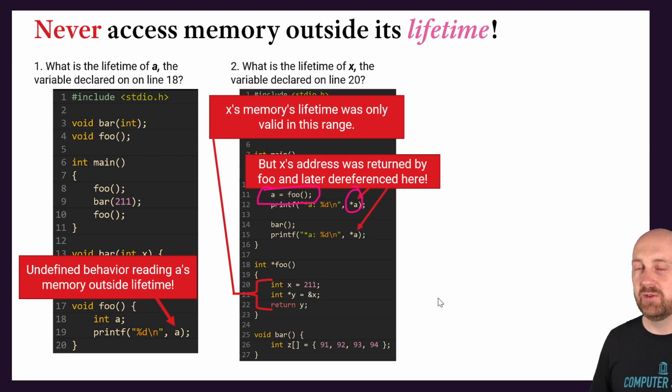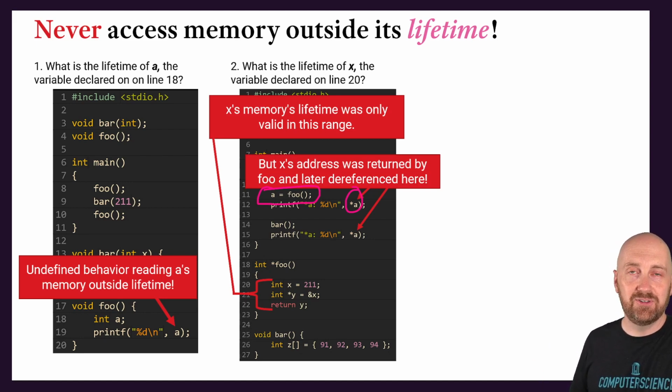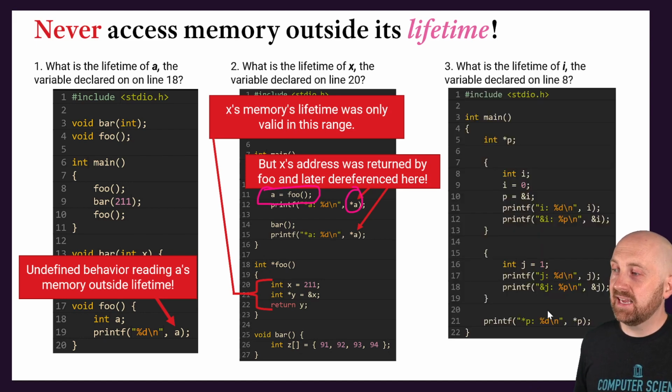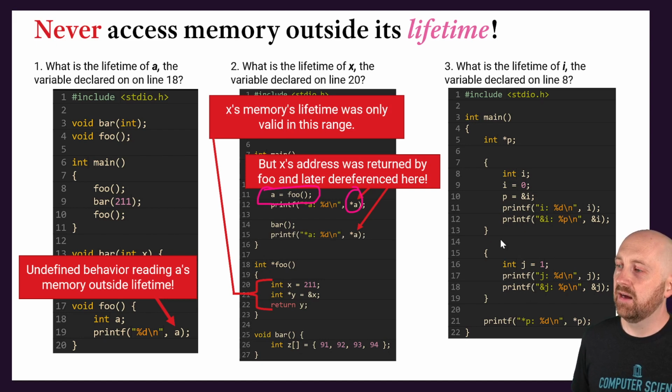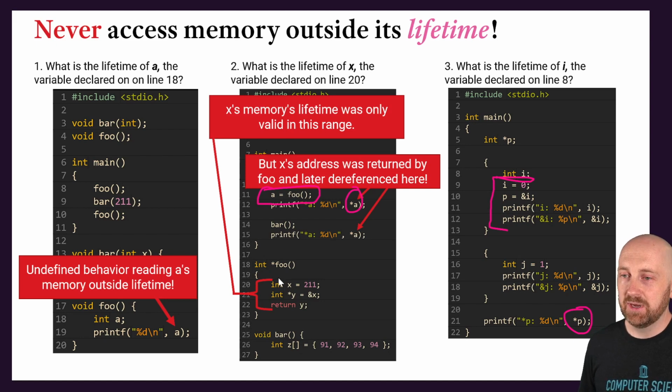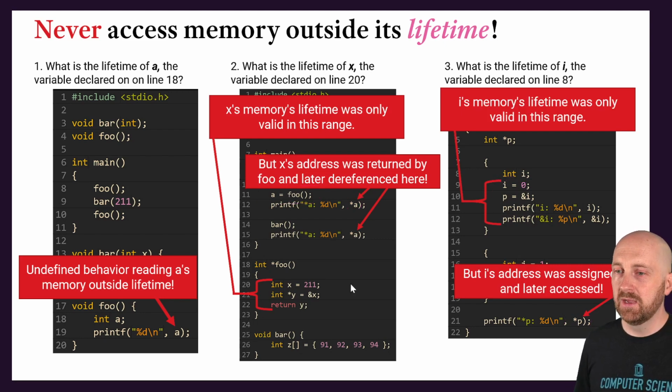You never want to dereference a pointer outside of the lifetime of the memory address that it was set up to refer to. In the last example, which we looked at most recently, we have this pointer P, and it was assigned an address that was only valid for where I's lifetime was valid, so lines 9 through 12. But we wound up reading it down here on line 21, outside of the valid lifetime, and that's why this was not memory safe and had a memory error in it.